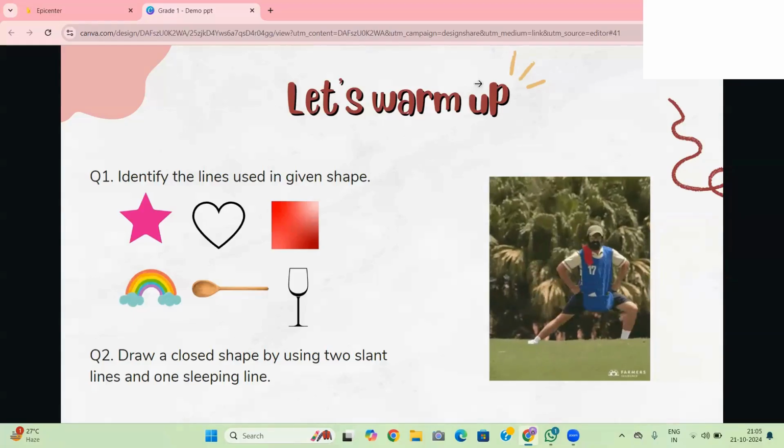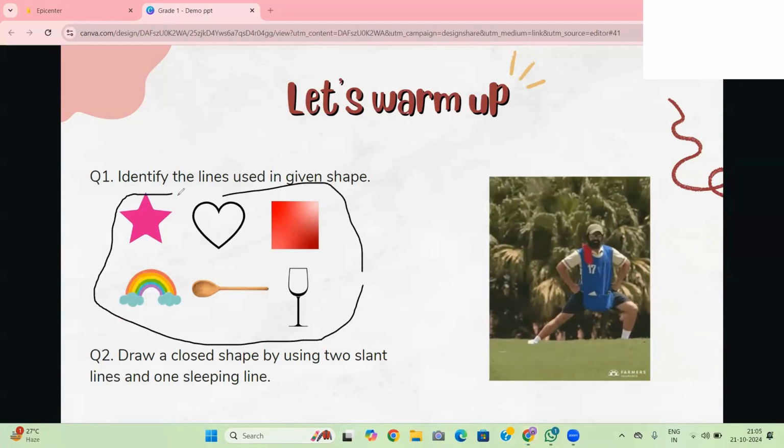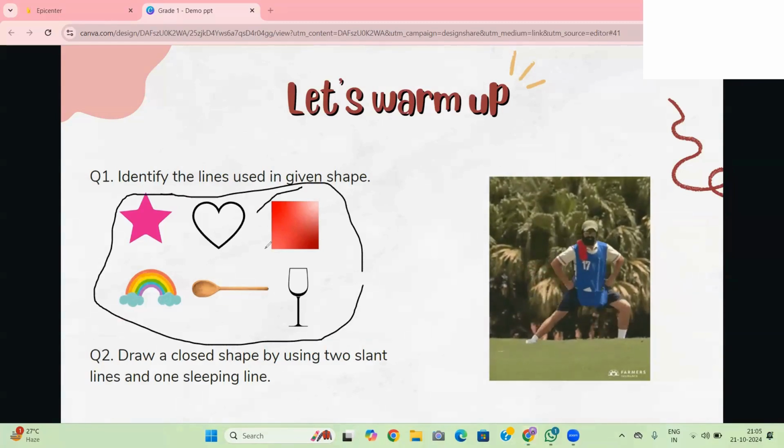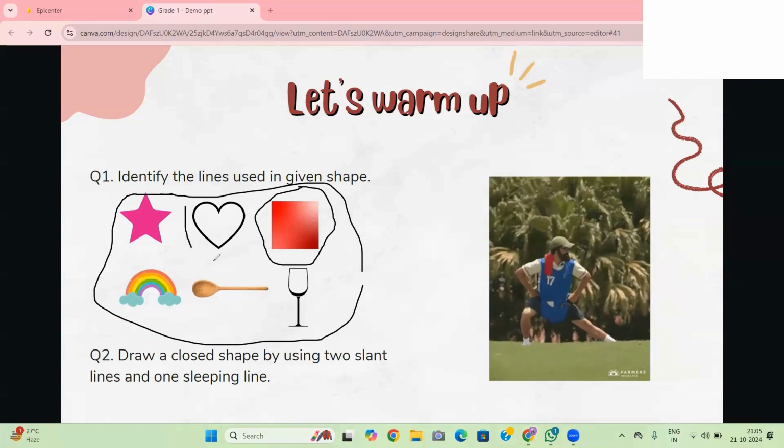So can you identify these shapes? You can see all of these here. Okay, I'll ask you one by one. What is this shape? Square. Oh wow, you know it. Good job. What shape is this?